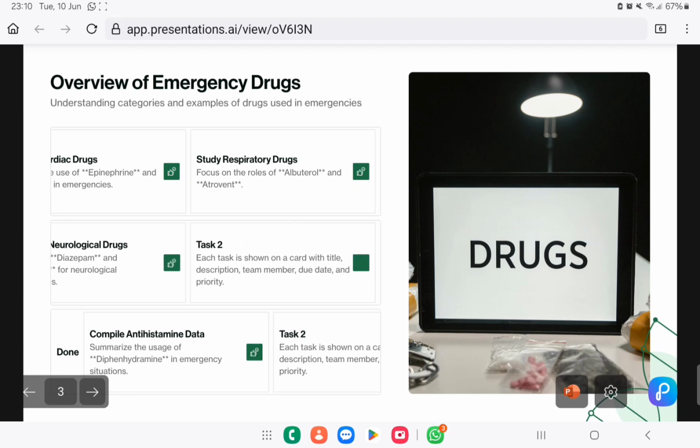Each task is shown on a card with title, description, team member, due date, and priority. Done: compile antihistamine data. Summarize the usage of diphenhydramine in emergency situations.